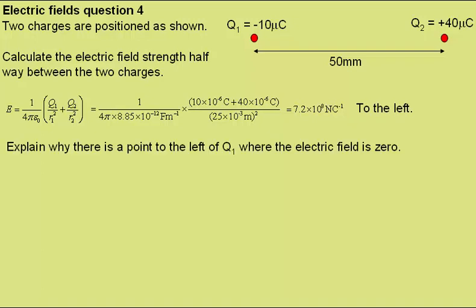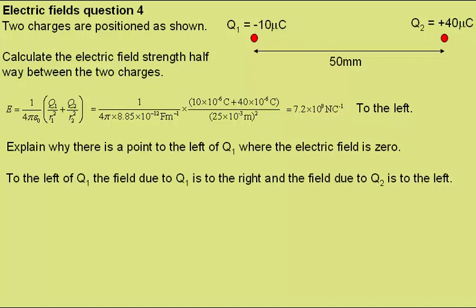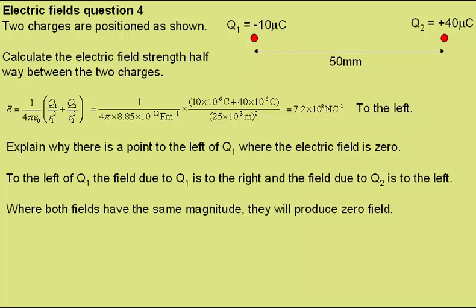Explain why there is a point to the left of Q1 where the electric field is 0. Well, to the left of Q1 the field due to Q1 will be to the right, and the field due to Q2 will be to the left. Where both fields have the same magnitude, they will produce a 0 field.